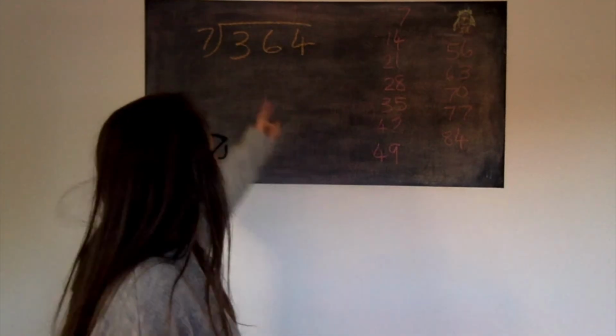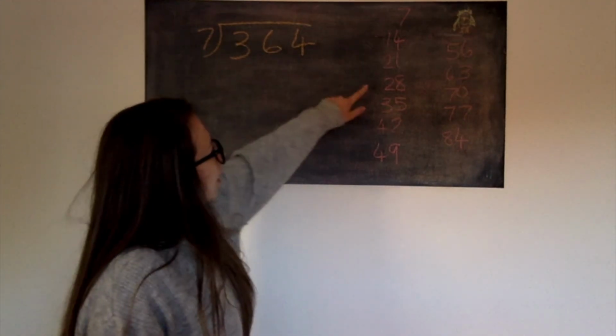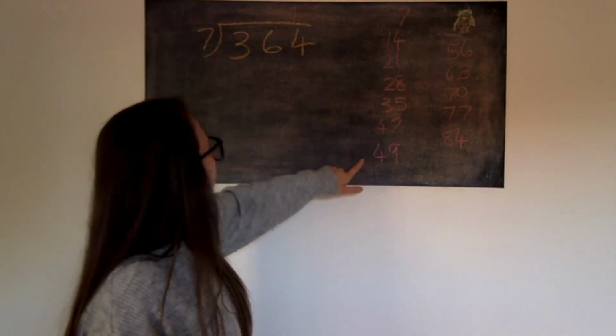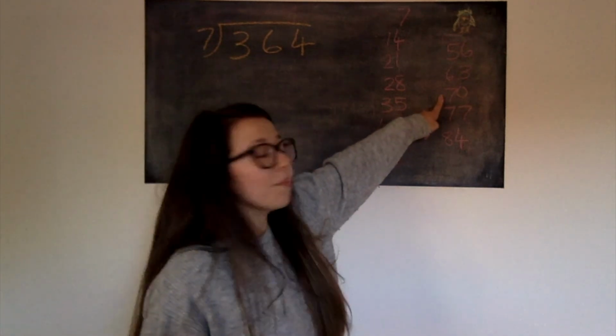Okay. So my number is 364. I'm looking over here at my multiples of 7. As I mentioned, I can't take away 100 lots of my number.